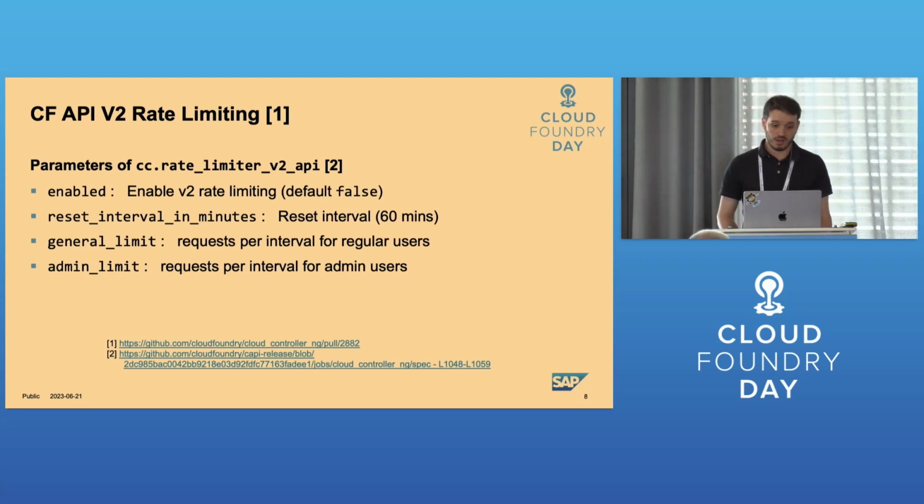And then there is a general limit. That's the requests per interval for regular users. And then there's an admin limit, which is the requests per interval for admin users. And this allows to differentiate, for example, between normal users and platform administrators who might require a higher rate limit.